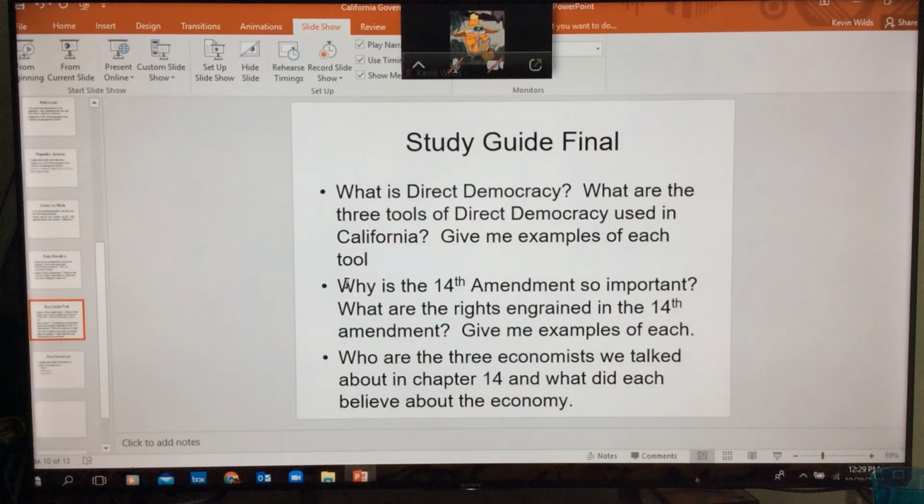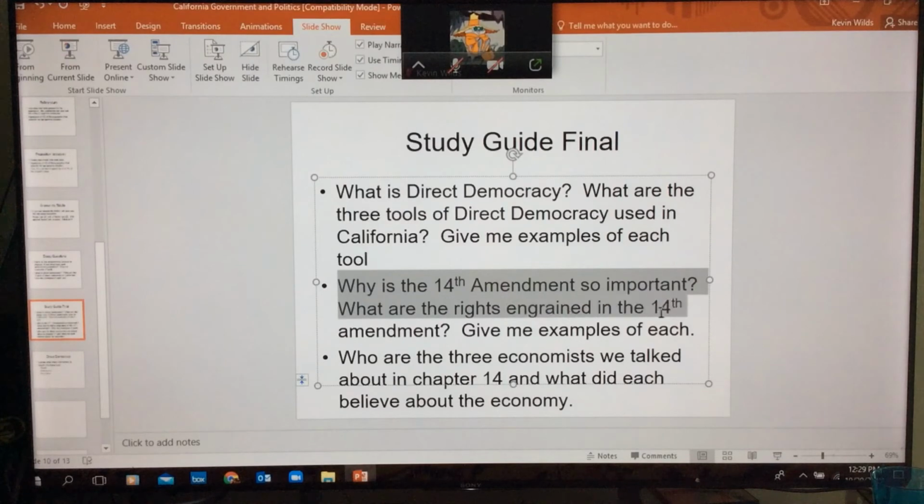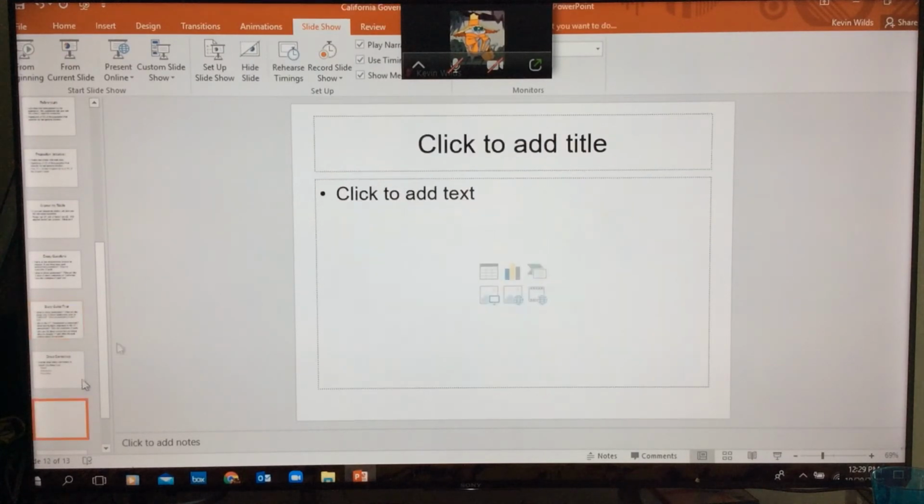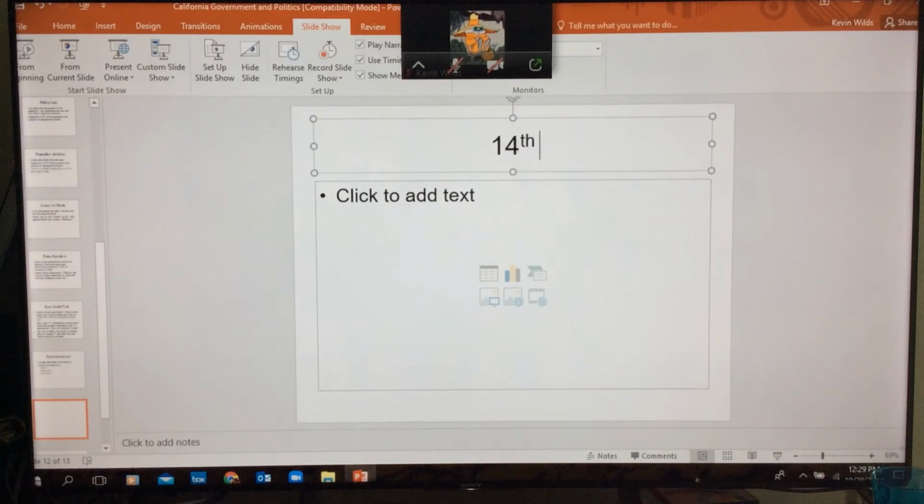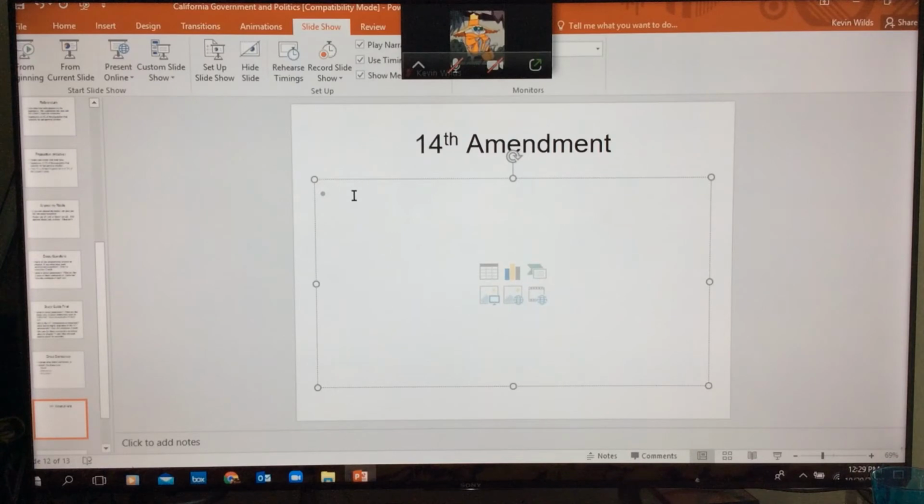All right, next question. Why is the 14th Amendment so important? What are the rights ingrained in the 14th Amendment? Give me examples of each. So when we're looking at the 14th Amendment, why is it important? Well, if we look back at that chapter, we talk about civil liberties and civil rights, right?